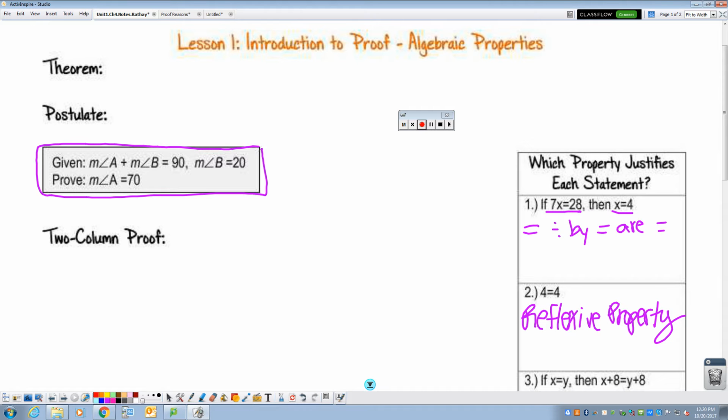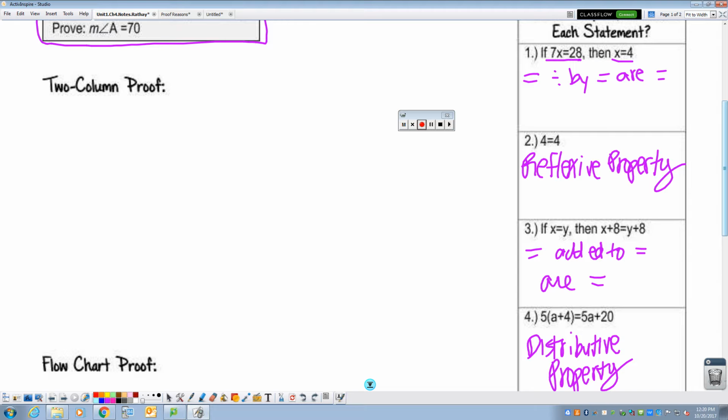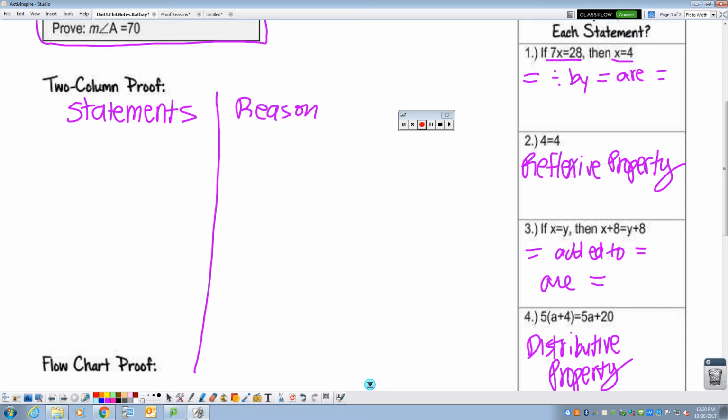There are 2 styles of proof that we do in this class, a 2-column proof. This is probably the more popular way. A lot of books will only do 2-column proofs. If you talk to your parents, they probably only remember 2-column proofs. Some teachers actually only teach 2-column proofs. But the idea behind this is you give a statement, and then over here, you have to give its corresponding reason.